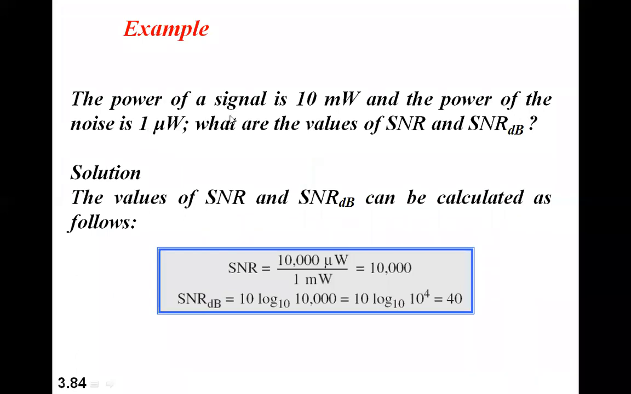Also, the power of the signal is 10 milliwatts and the power of the noise is 1 microwatt. What is the value of SNR? SNR is nothing but the signal to noise ratio, which can be converted into dBs and represented in dB. Here, 1 microwatt is the noise and the signal strength is 10 milliwatt. So that means 10 milliwatt by 1 microwatt, and if you convert into decibels, it becomes 40.